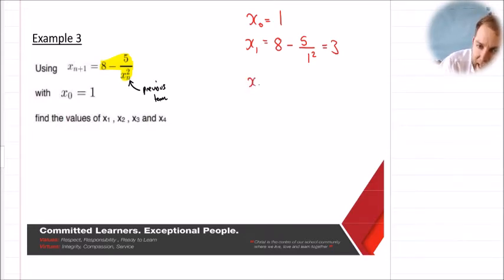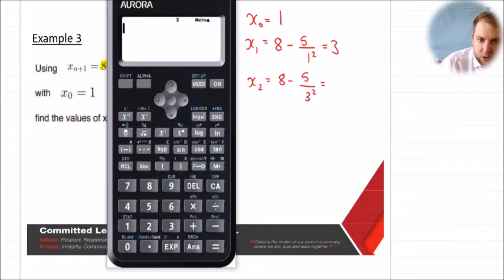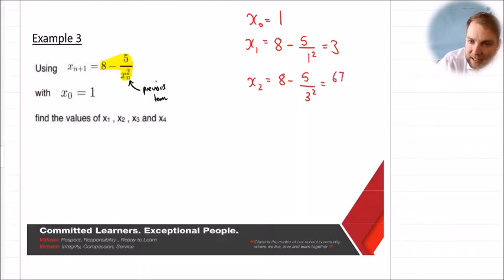So my next term, x2, is equal to 8 minus 5 over my previous term, which is now 3 squared. So let's work out what that is. So 8 minus 5 over 3 squared is equal to 67 over 9. So we're getting a little bit trickier here now. So my next term, x of 3, is equal to 8 minus 5 over my previous term, which is 67 over 9, all squared. So this is now getting tricky to type in.